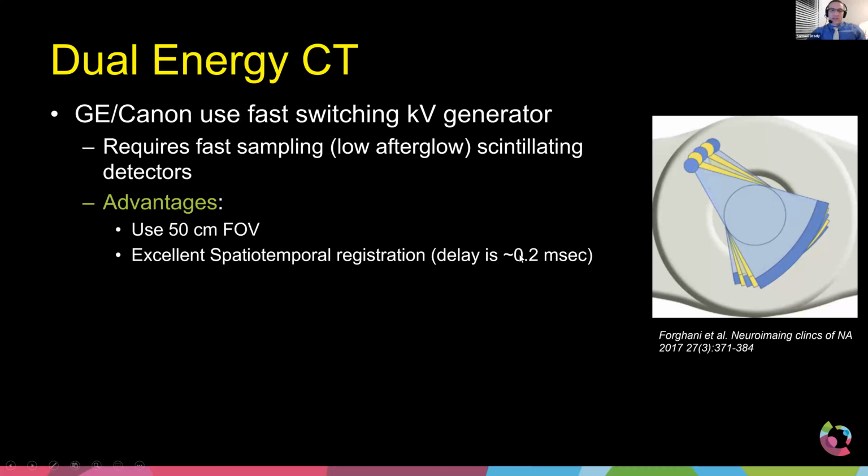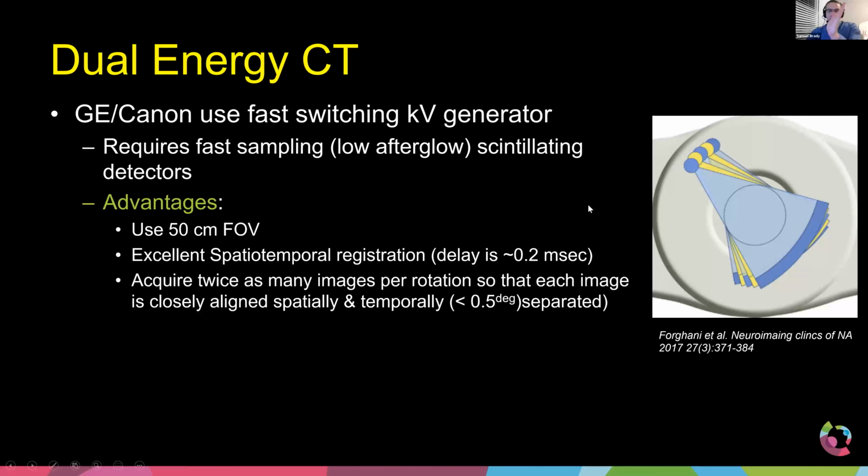And so there's actually only about a 0.2 millisecond difference between the low image acquired at one angle, and then as it moves just a hair, half a degree, it acquires the high energy. And so it's very quick. When we talk about fast switching, we're talking fast switching within 0.2 milliseconds. So that is very quick, 200 microseconds.